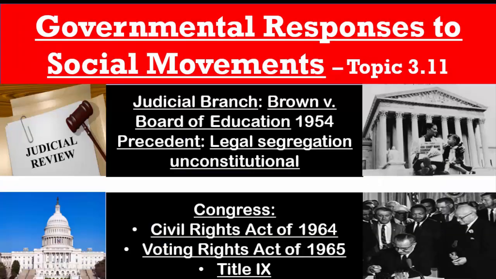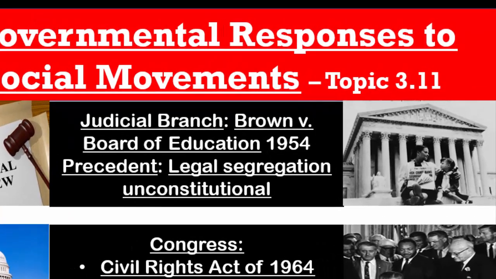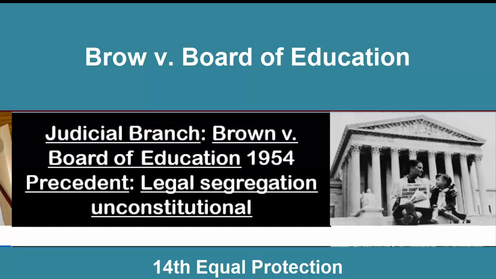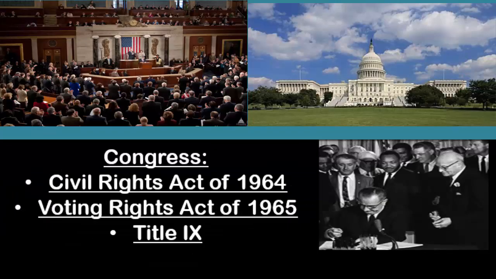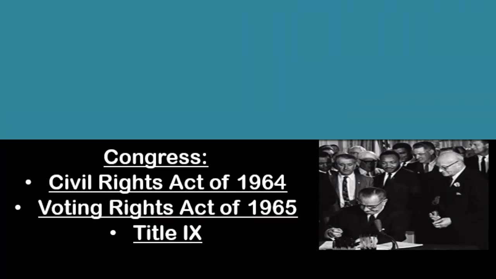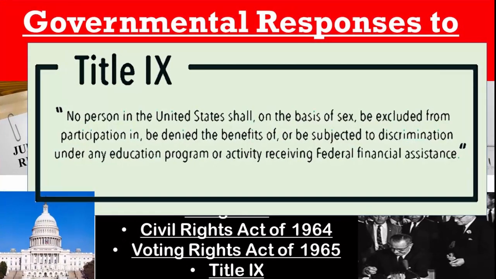Well, thanks to the hard work of many social movements, interest groups, and activists, the government did finally respond. In 1954, with the help of the NAACP, which we'll cover later, SCOTUS handed down its opinion in Brown versus Board of Education, overturning Plessy and establishing the precedent to challenge segregationist laws across the United States. Congress, for its part, as we've mentioned, later passed the Civil Rights Act of 64 and the Voting Rights Act of 65, as well as Title IX to protect against discrimination based on sex.